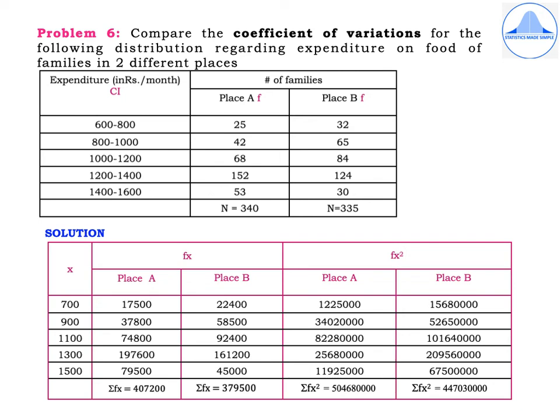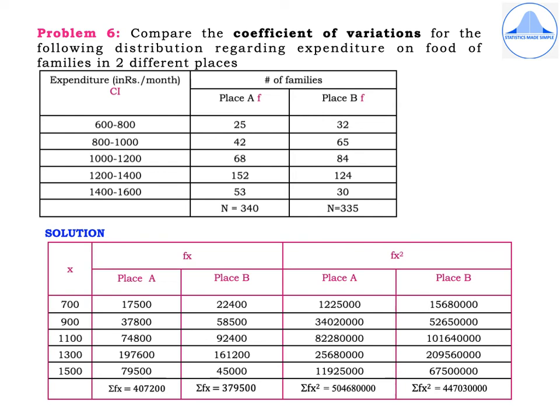Now, because the class intervals and the frequencies are given for number of families in place A and place B, this is a continuous data problem. So, mark the first column as class interval Ci and number of families for place A and number of families for place B as F. Then calculate capital N for both the families. They are 340 and 335 respectively.